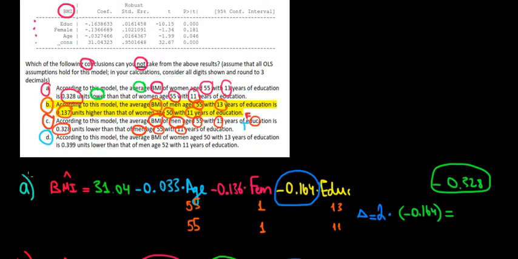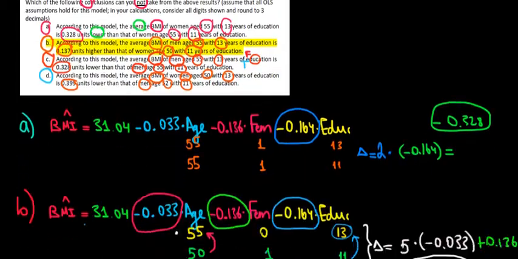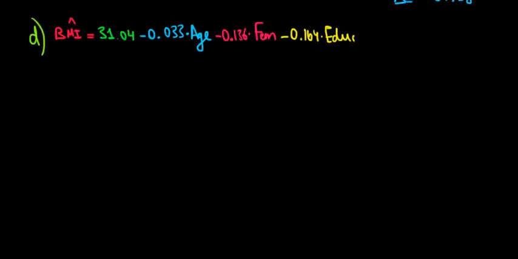Let's look at part D of this question. According to the model, the average BMI of women with age 50 and 13 years of education is 0.399 units lower than of men with age 52 with 11 years of education. Again, let's use the same method. Let's substitute all the values into the regression and see what the difference is going to be.